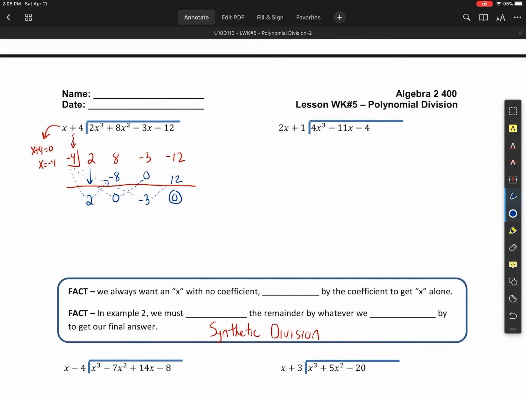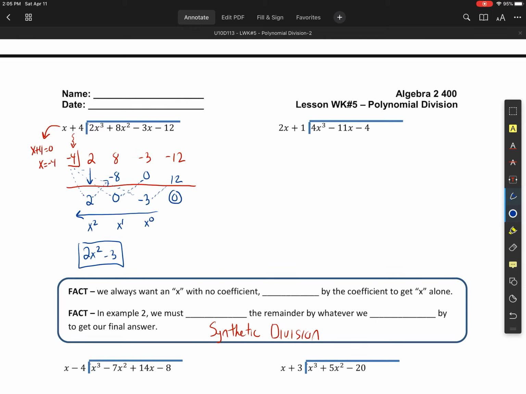The last number, if it's 0, it means that we divided cleanly into it. If it's an actual number, that's our remainder. From here, we have to put our variables back in. So next to the remainder, or 0, I think about it as x to the 0, x to the first, x squared, and so on. So here we have 2x squared minus 3, which we got before. So this is called synthetic division.